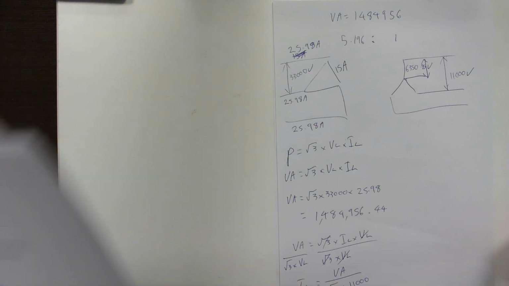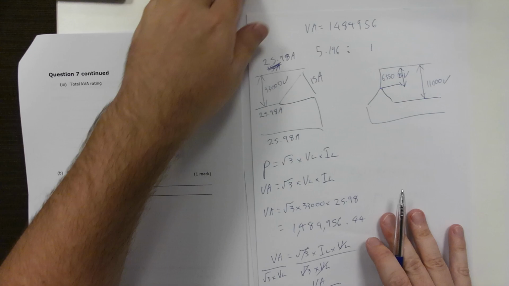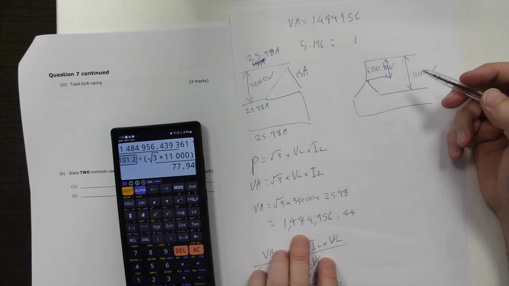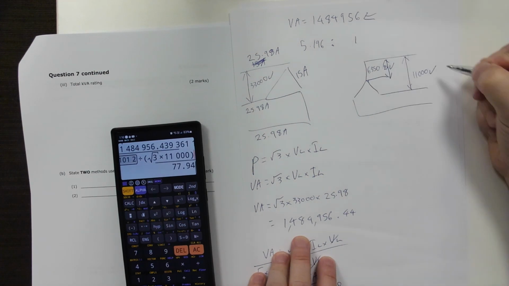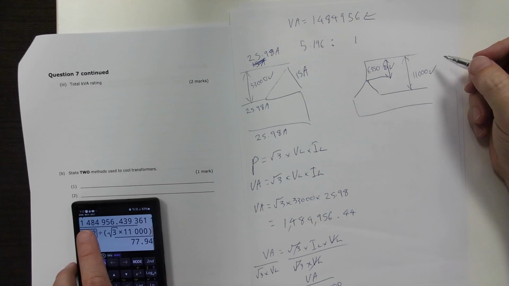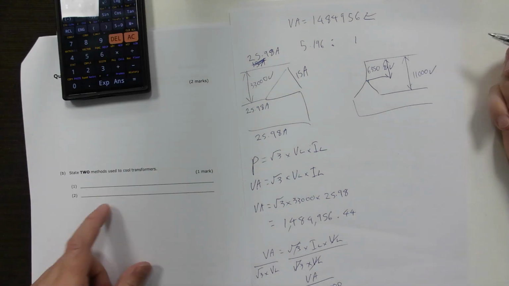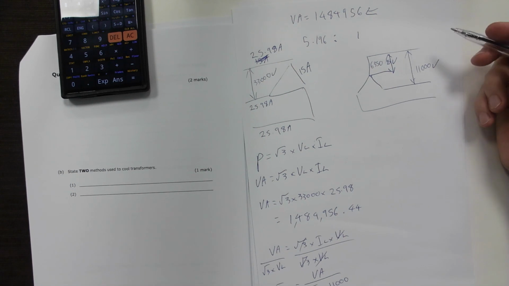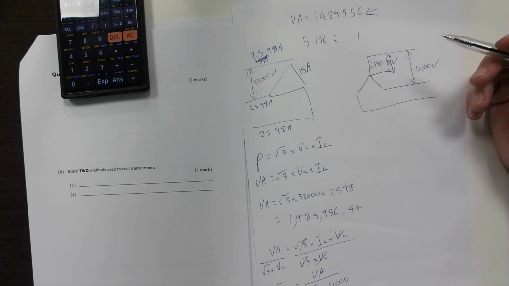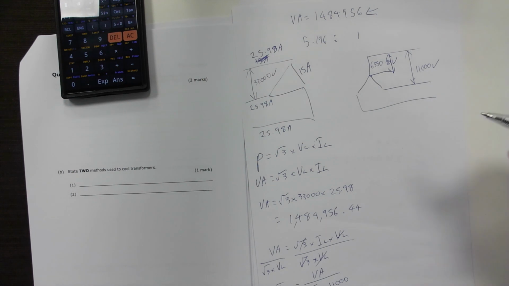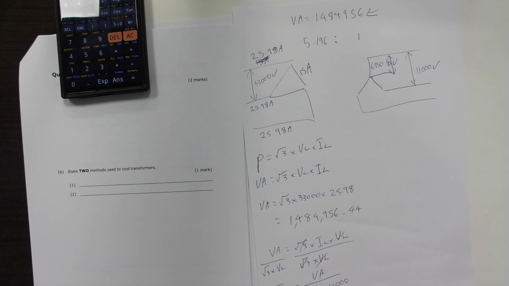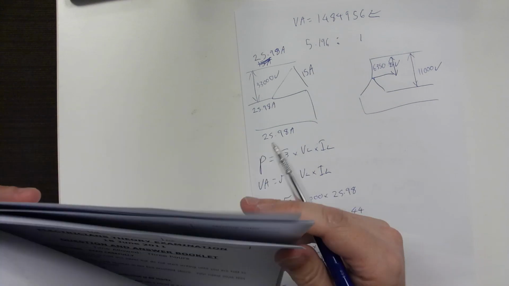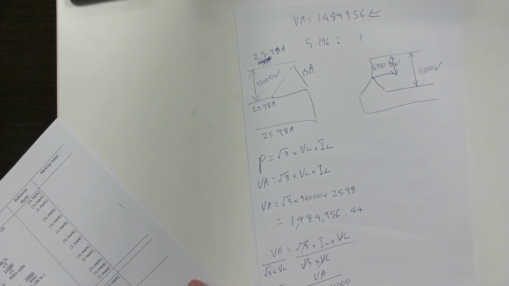Total kVA rating. They must have wanted me to do it the first way I was trying to do the calculation. So the total kVA rating, we've already written down. That's that value there. And then they want two methods used to cool transformers. Air cooled and oil cooled would be the ones I would probably pick, or forced air cooled. Take your pick. Let's see what they had for the answer sheet. That's right up there. Easy to find it. I hid it inside the thing.